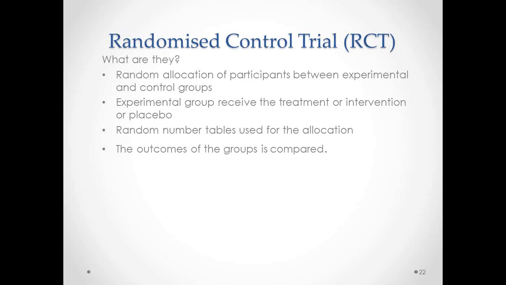And all of you will be familiar with randomised controlled trials. The idea of randomly allocated participants to an experimental or a control group, that the control group receives the treatment, whatever it is, the intervention, or a placebo, random numbers, tables for allocation, so you might have 1,000 patients and they will be randomly allocated to either the control group or the intervention group, and then the outcomes of the different groups are compared.